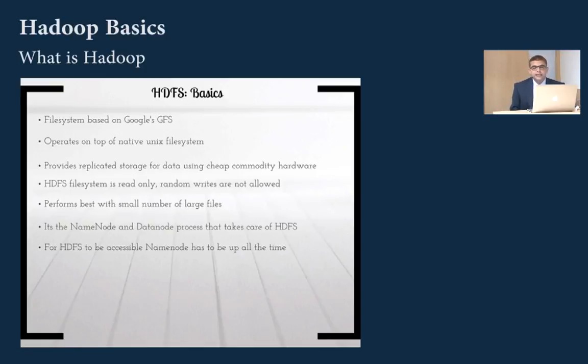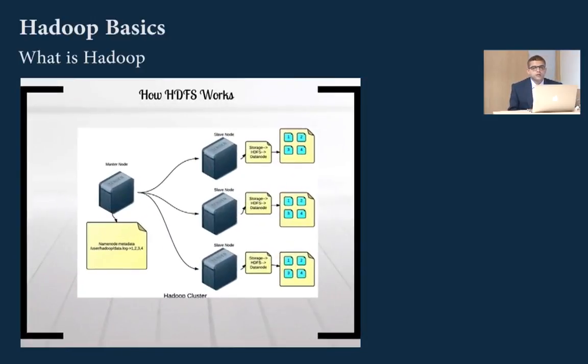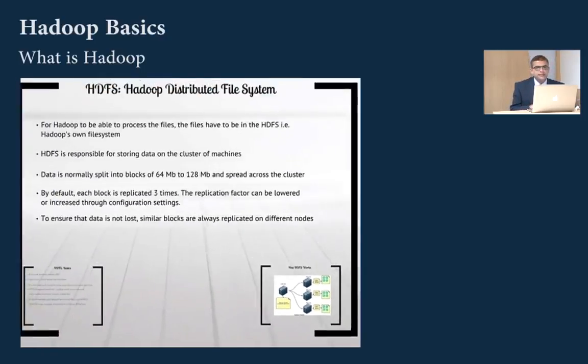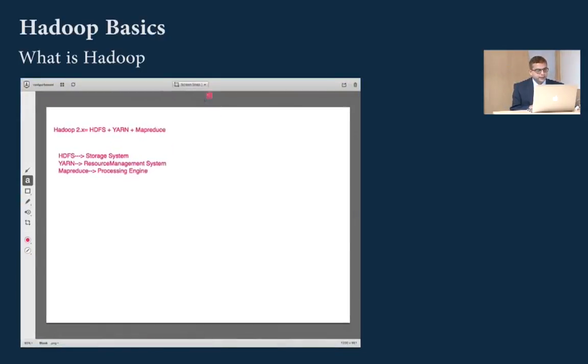HDFS is a write-once file system; random writes are not allowed. Very important: Hadoop is a file system where you can't change the data. Once data is dumped, you can delete it, but you can't update the data. And it's the name node and data node processes that take care of HDFS. For HDFS to be accessible, the name node has to be up all the time, because the name node is the brain of the system. So how does HDFS look? You have a master node and slave nodes. On the master, you are running the name node. On the slaves, you are running data nodes. And the data is basically distributed. So that is HDFS. Let's understand HDFS in some more detail.